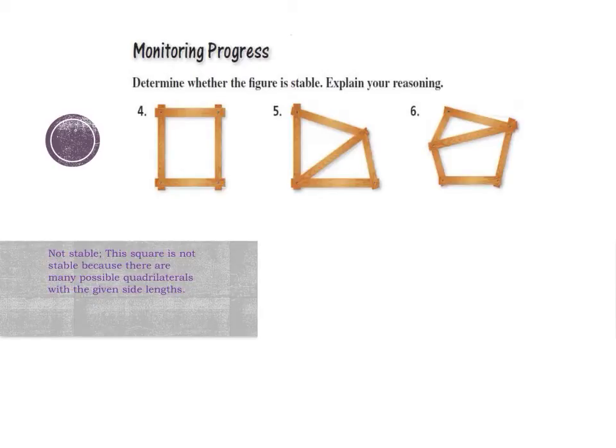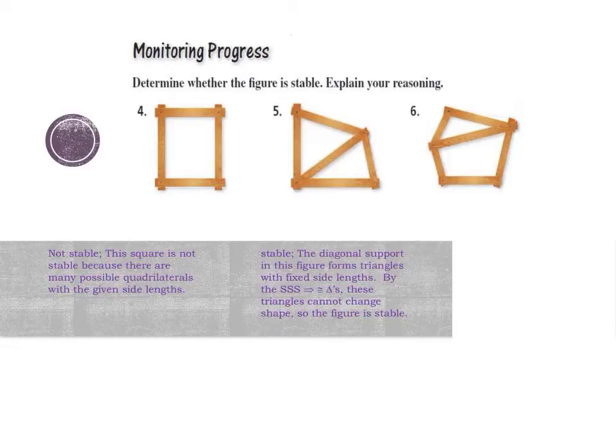So now consider number 5. Number 5 is a figure that is stable. The diagonal support cuts the original quadrilateral into 2 adjacent triangles, therefore fixed side lengths. No way to change shape. So by the side, side, side implies congruent triangles, these triangles cannot change shape, so the figure is stable.